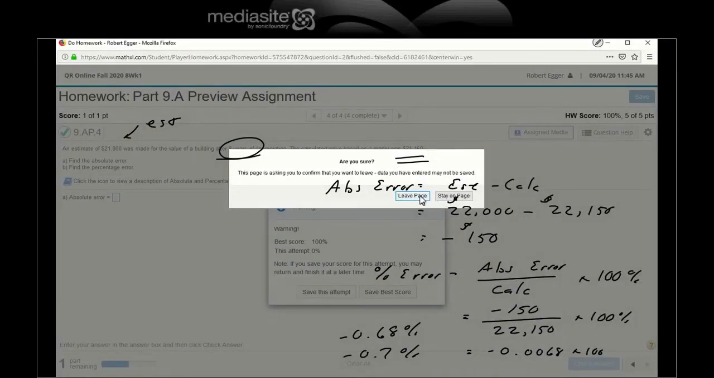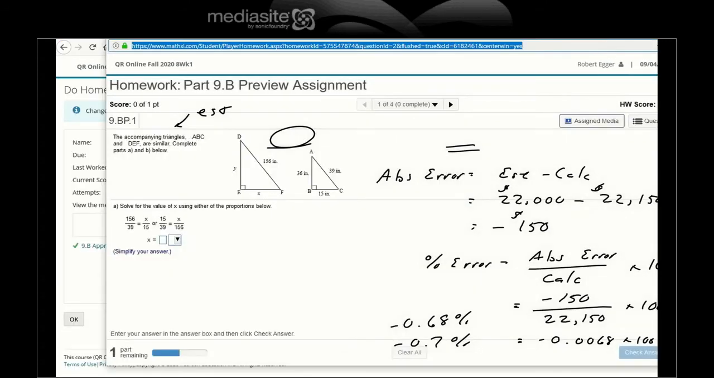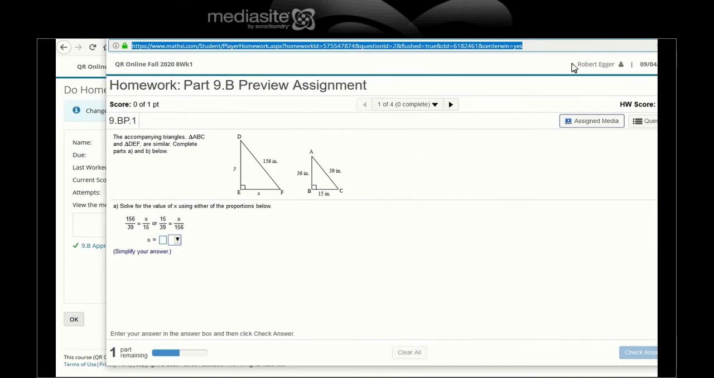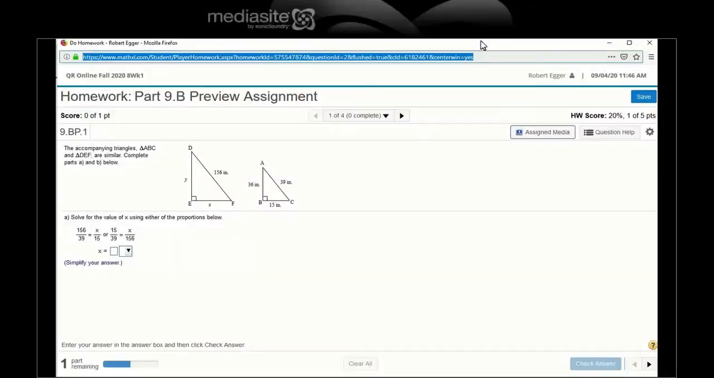What the heck happened here? Let's go leave page. Amazing. Clear ink. Oh, that was unusual.